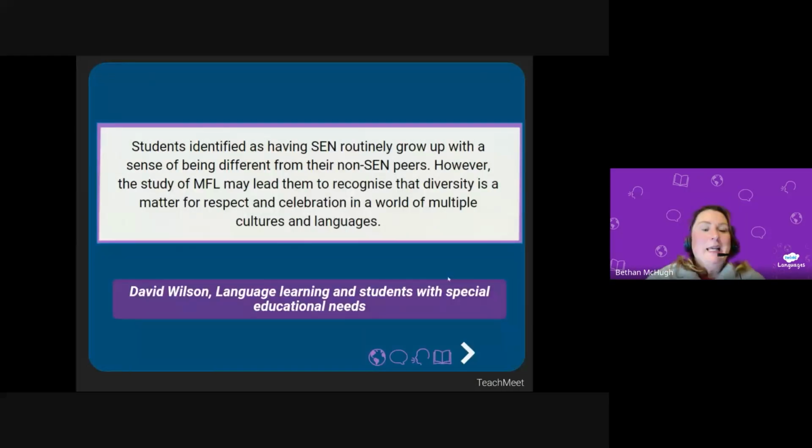And just finally, with the article that I share, if there's one takeaway from today, do go away and read this article. Students identified as having special needs routinely grow up with a sense of being different from their peers. However, the study of MFL may lead them to recognise that diversity is a matter for respect and celebration in a world of multiple cultures and languages. And I think that's absolutely awesome.